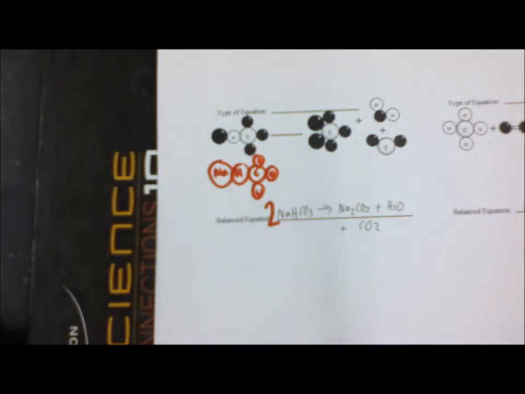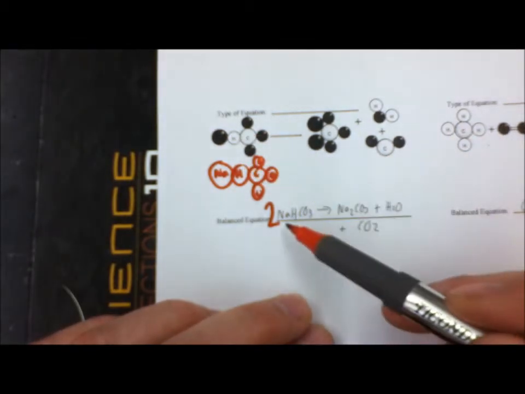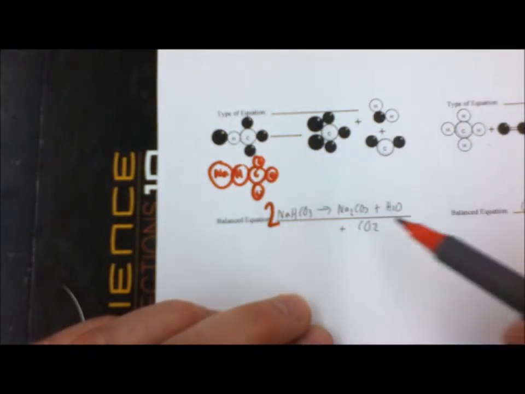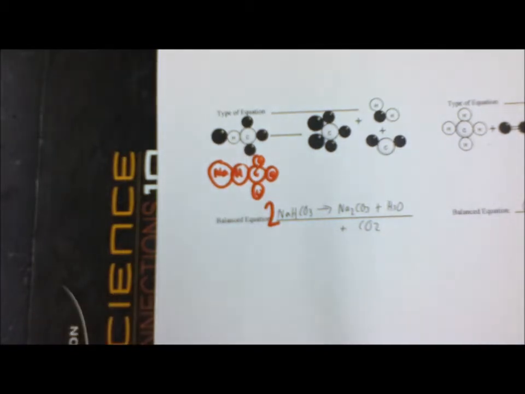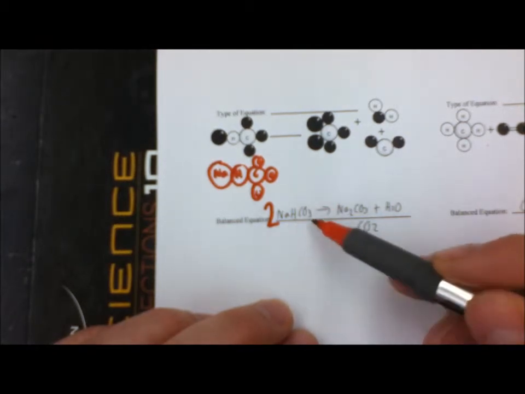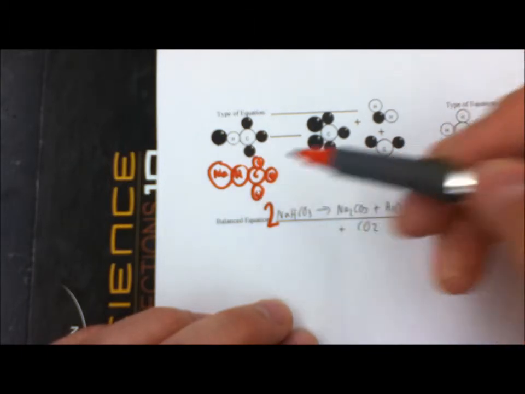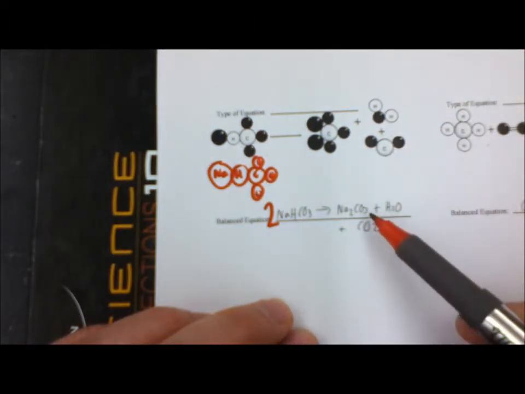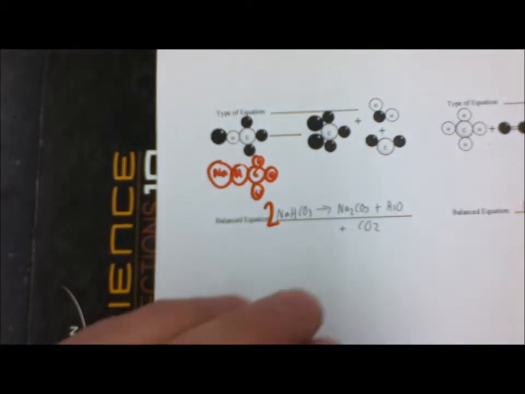Let's look at the hydrogens. We've got 1 hydrogen, times 2 gives us 2 hydrogens, and we have 2 hydrogens in the water molecule, so those are balanced. Let's look at the oxygens. We have 6 oxygen atoms there because 2 times 3 gives us 6. Count them up here: 1, 2, 3, 4, 5, 6. Let's look at the number of oxygens over here: 3, 4, 5, 6. So our equation is balanced.